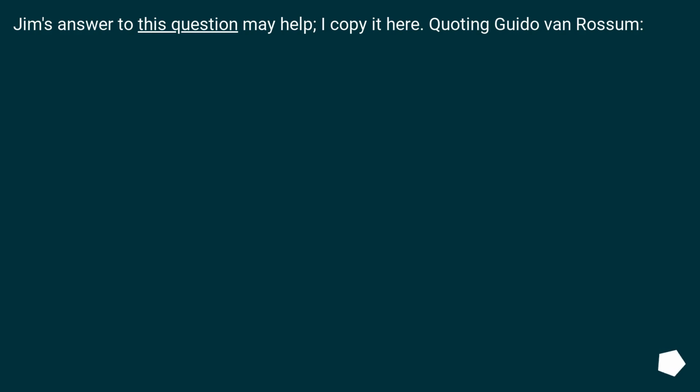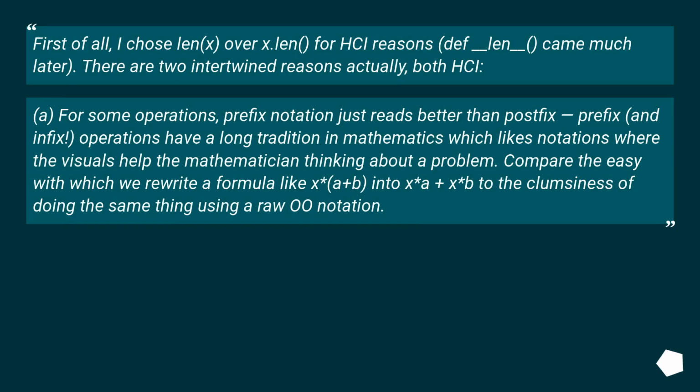Here's a good read on the subject of protocols in Python and the principle of least astonishment. Jim's answer to this question may help. I copy it here, quoting Guido van Rossum. First of all, I chose len(x) over x.len() for C reasons. def __len__ came much later. There are two intertwined reasons actually, both are C.